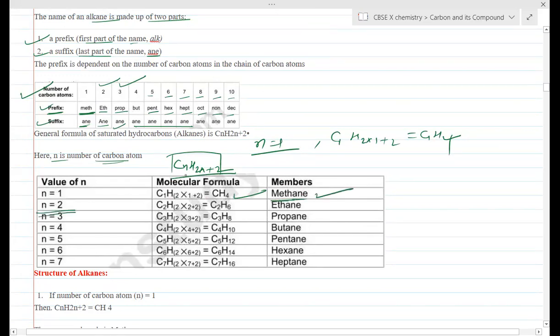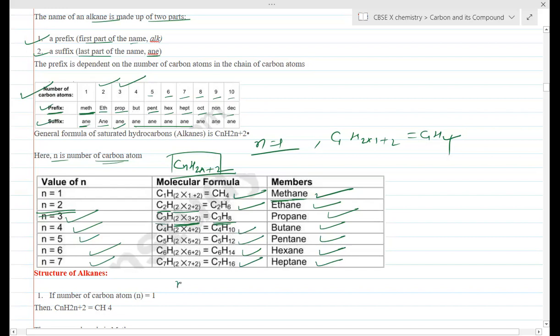Similarly, if you put n equal to 2 here, C2H(2 into 2 plus 2), so 4 plus 2, 6. C2H6. So this is what? Ethane. Similarly, n equal to 3: C3H(2 into 3 plus 2), so 6 plus 2, 8. So C3H8. This is nothing but propane. Similarly, n equal to 4, C4H10, butane. n equal to 5, C5H12, pentane. n equal to 6, C6H14, hexane. n equal to 7, C7H16, heptane. Yes or no?